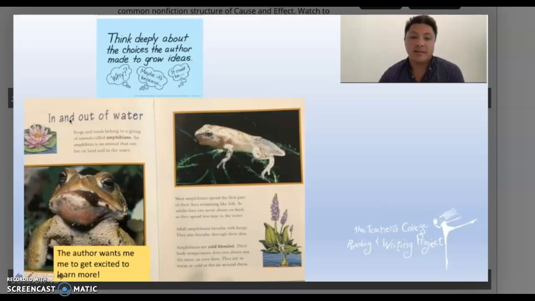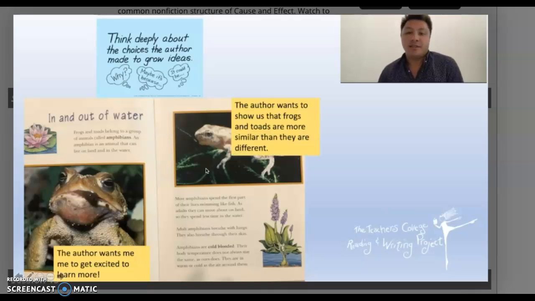So I'm thinking about this, and this whole section seems to be about amphibians, not even specifically about frogs and toads. And so maybe this section is really showing that the author wants us to see that frogs and toads are more similar than they are different, that they're both amphibians. I could also think that this is in the beginning of the text, and maybe the author wants us to learn a little bit about where they live versus how they live.